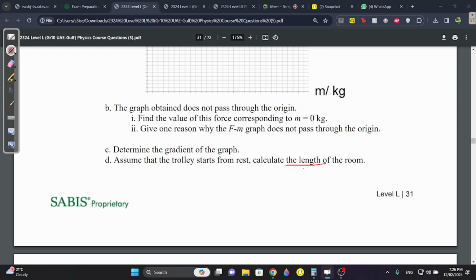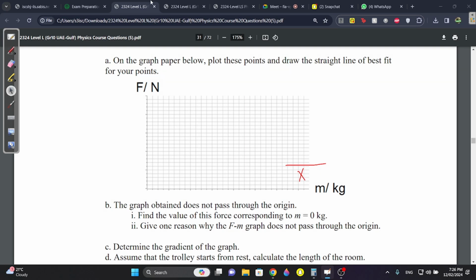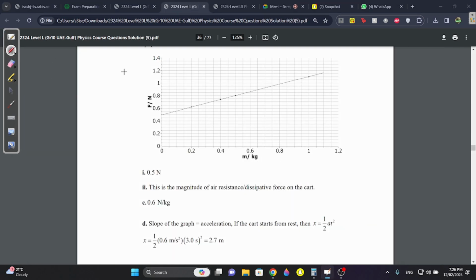They're saying the length of the room, so they're asking for x. This is a constant acceleration. You know that the slope of an F-m graph is acceleration, because F over m equals a. Since this is a constant acceleration, that means we have UARM. And the UARM formula for finding the length or displacement is x equals half a t squared. So you get x equals half times acceleration, which is 0.6. Why is it 0.6? Because we found the slope. Times the time squared, which is 3 squared. They gave 3 seconds somewhere.